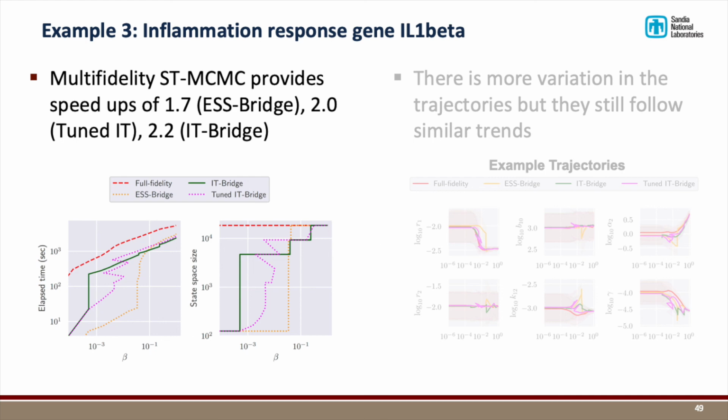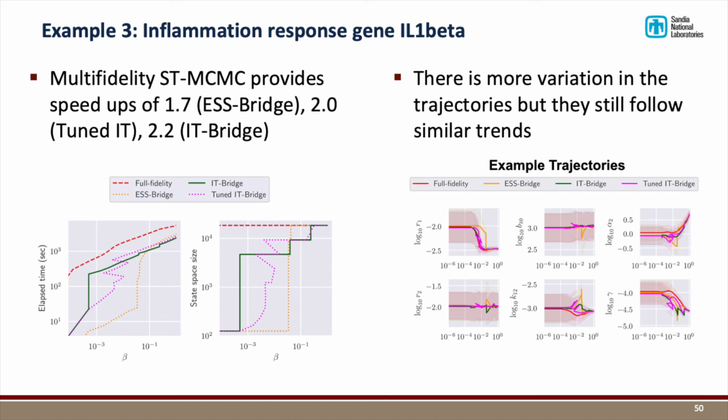We also see that the tuned information theoretic bridging technique actually has to often backtrack, meaning that when it changes model fidelity, it has to decrease the annealing coefficient to compensate for the decrease in effective sample size caused by changing the model fidelity. This indicates that the intermediate distributions defined by the different levels of the multifidelity hierarchy are actually relatively far apart.